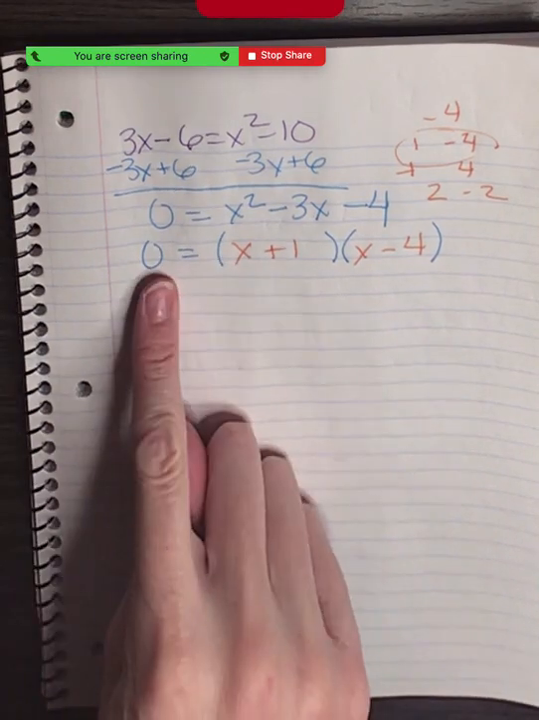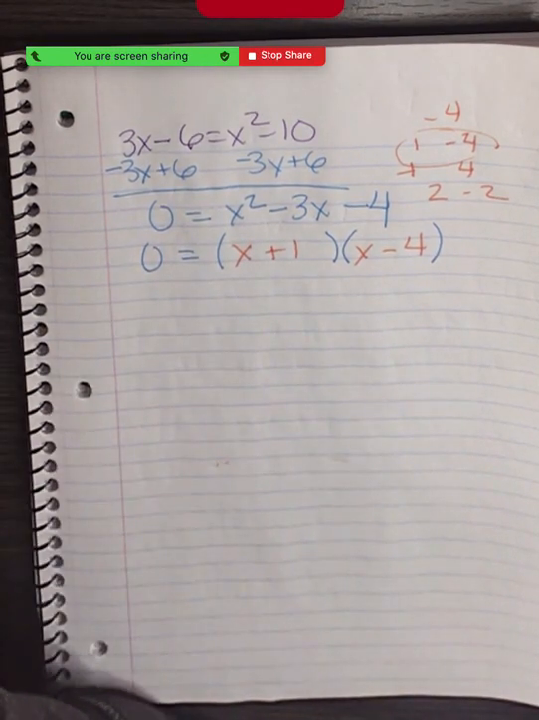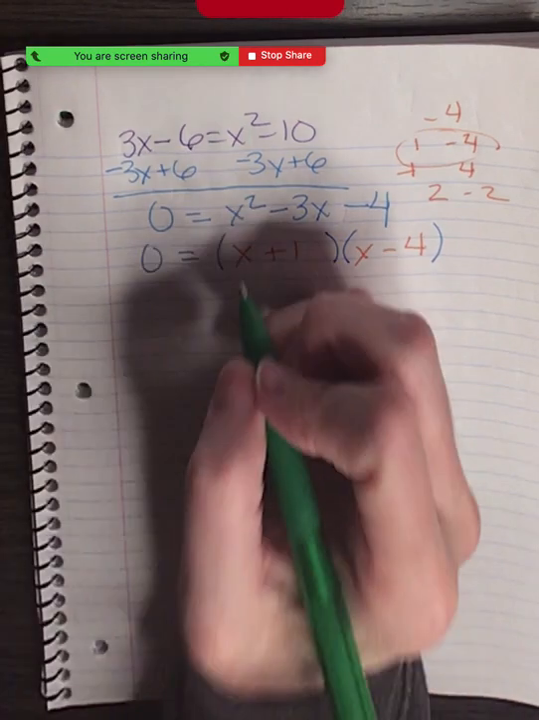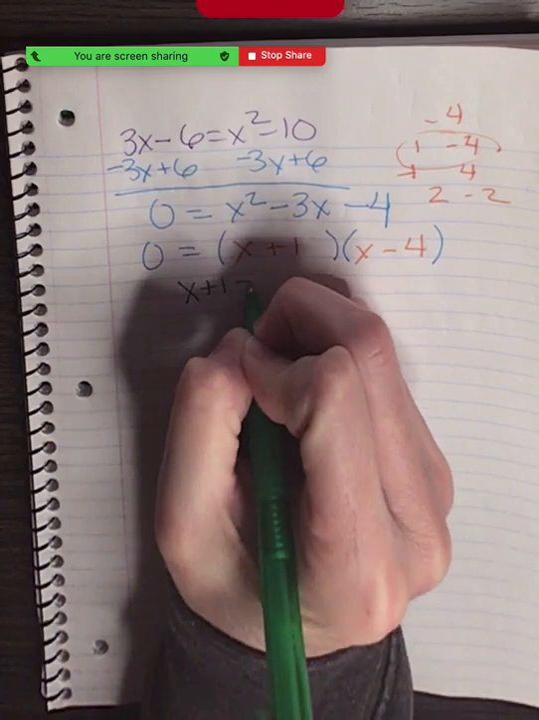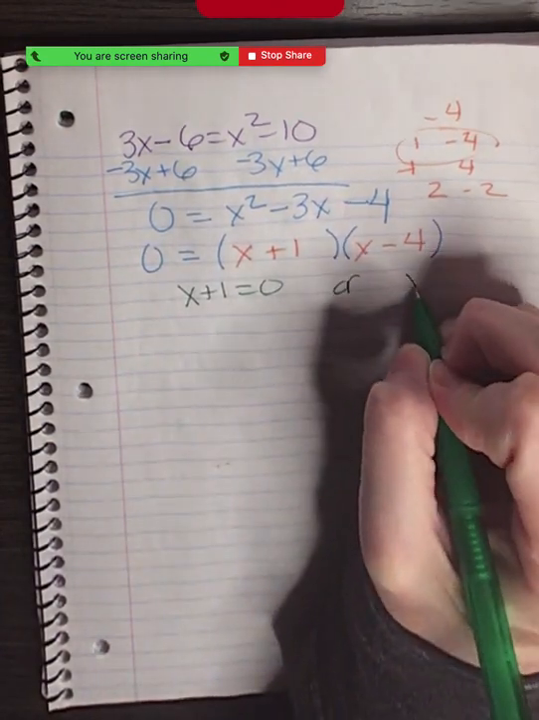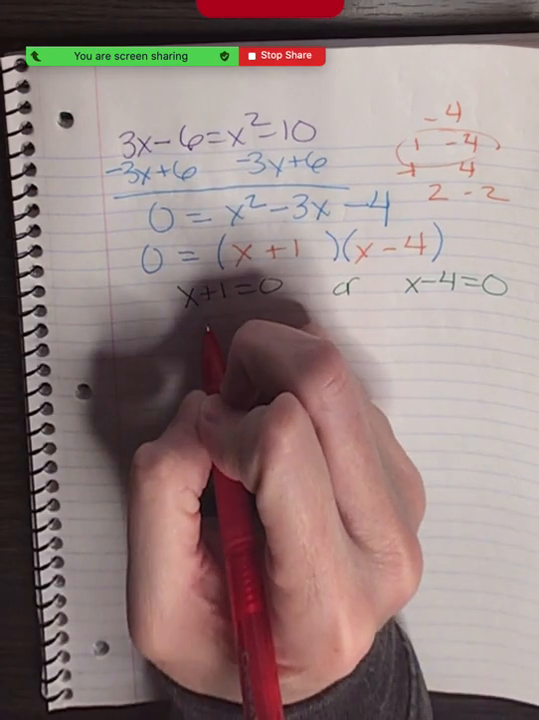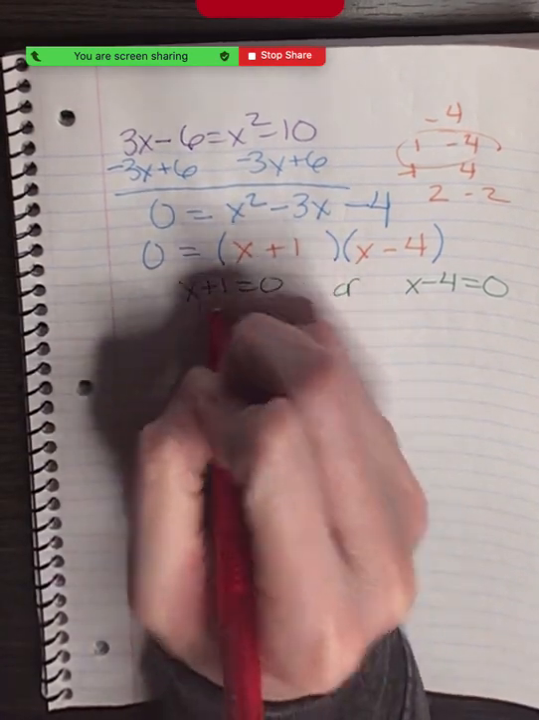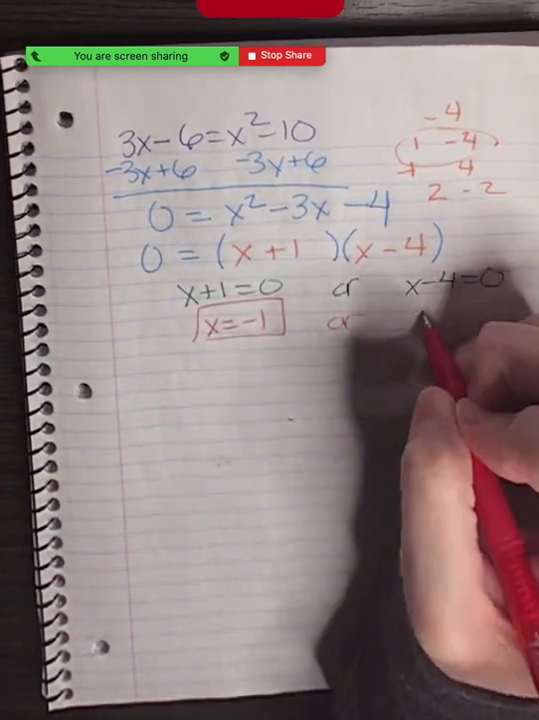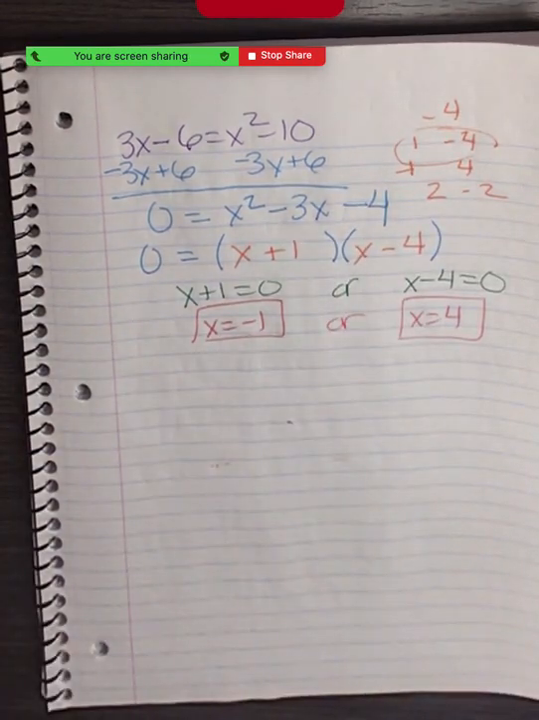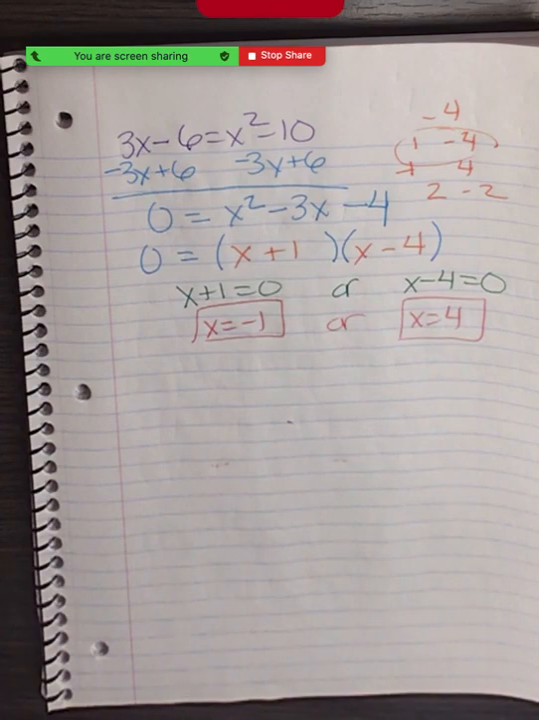equals 0, okay? Then using the zero product property, we get either x plus 1 equals 0 or x minus 4 equals 0. Then we can solve for x. So I'm going to subtract 1. So I get x equals negative 1. And I'm going to add 4. And I get x equals 4. So two solutions for that problem.